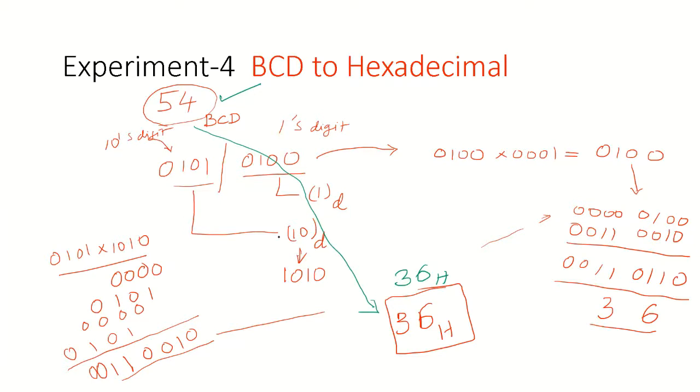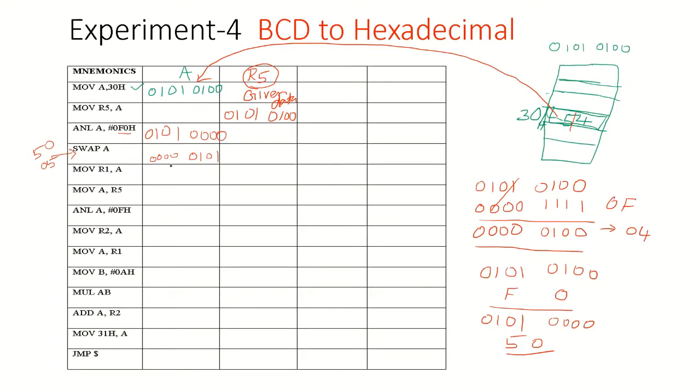We are taking 5 only and multiplying that with the decimal number 10. Equivalent is 1010, means 0A. So in order to do that, we need to separate this 5 from 54. That is why we've done it. Now see, we are getting 0 5. So this is 5.